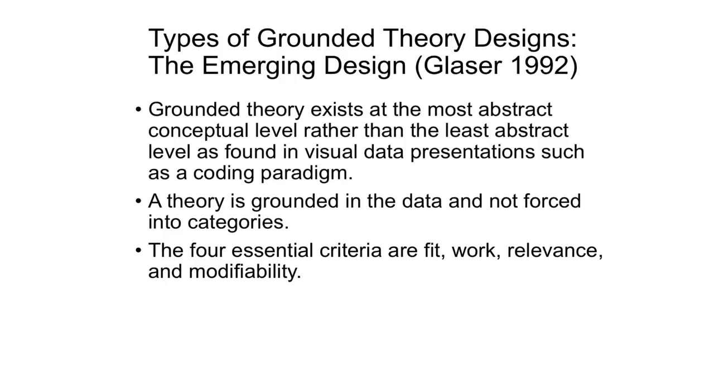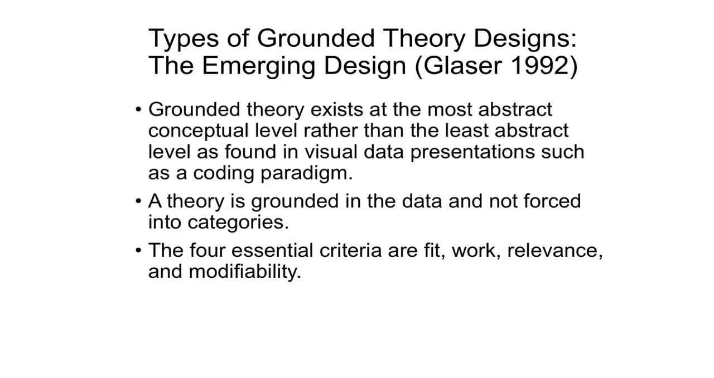And you really focus on what's provided in the data, and you're not trying to force those data into categories. A grounded theory design that's emerging should have 4 criteria that are met: fit, work, relevance, and modifiability. Fit refers to the emergence of conceptual codes and categories from the data rather than the use of preconceived codes or categories from extant theory.